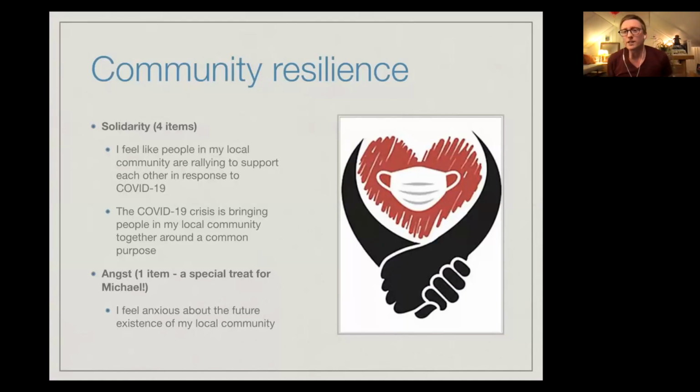And so we assess community resilience in a couple of ways. I was really interested in the solidarity piece of it. So items like, I feel like people in my local community are rallying to support each other in response to COVID-19. And then especially for Michael, since he's here, we had an angst measure. I feel anxious about the future existence of my community.